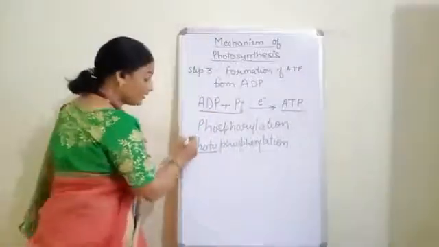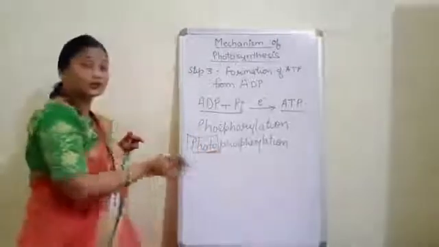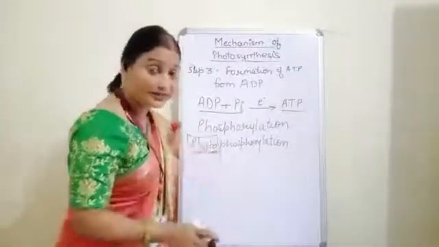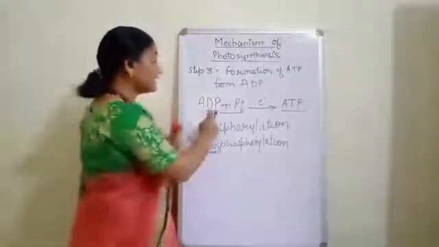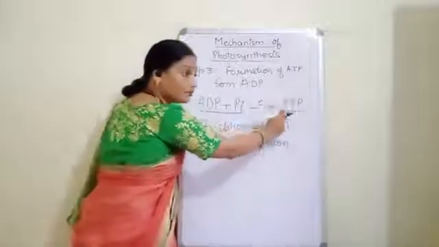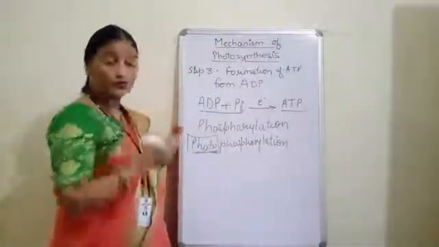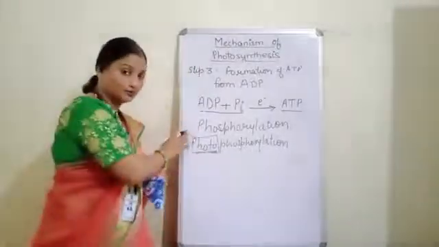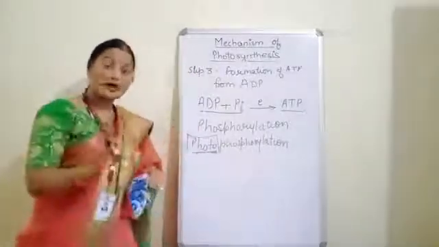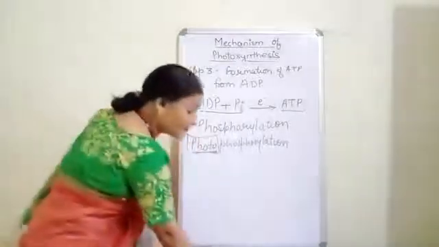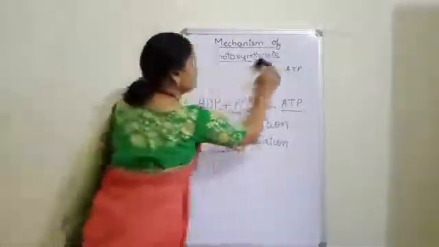Because everything has occurred in the presence of sunlight. The energy which is released by the sunlight is utilized in the conversion of diphosphate into triphosphate, and that's why it can also be called photophosphorylation or phosphorylation. Okay, now 3 steps are clear. Then we come to the 4th step.